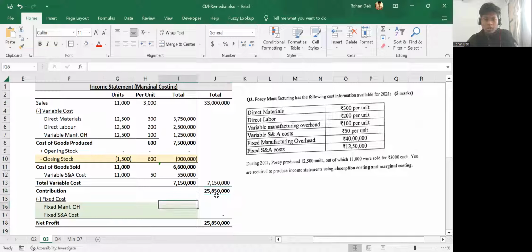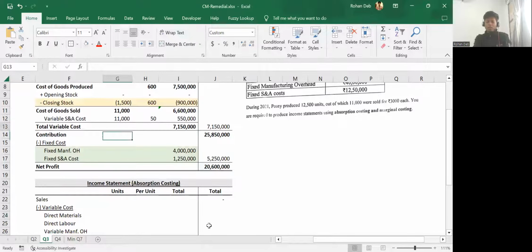Now, fixed cost, manufacturing fixed cost is 40 lakhs, and this is 12 lakh 50,000. Okay, so total fixed cost is 5250. So you subtract that and you get a net profit of 20.6 million, correct? So this is how you do the marginal costing part. Okay, I'll also show you where the differences are between the absorption and marginal costing.